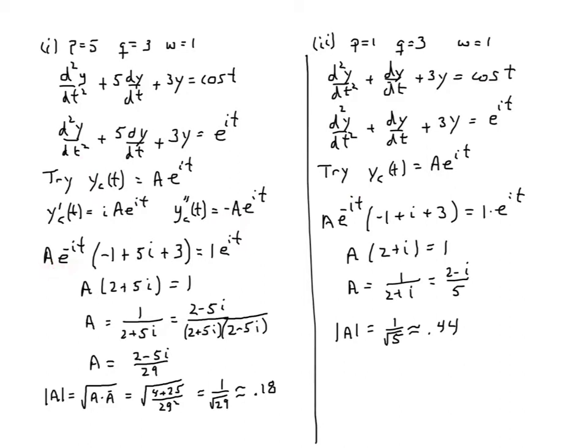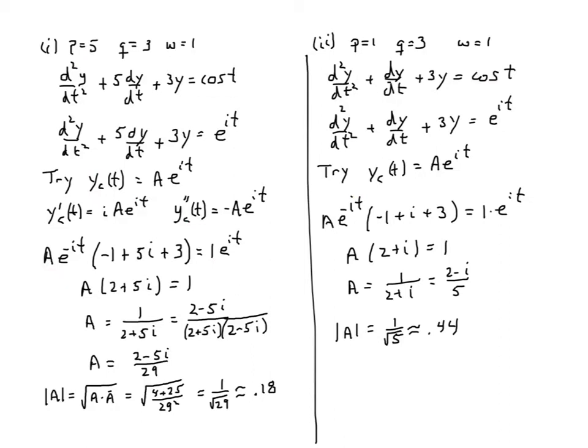When I plug in my first derivative into the equation, I'll end up with a 5i, and here's my a e to the it. And when I plug in my y, which is this guy, I just get 3. I get a 3 a e to the it. So I've already factored out the a e to the it, and on this side we have a 1 e to the it.